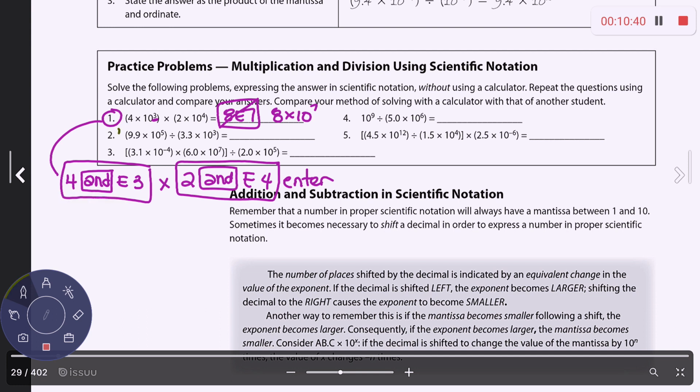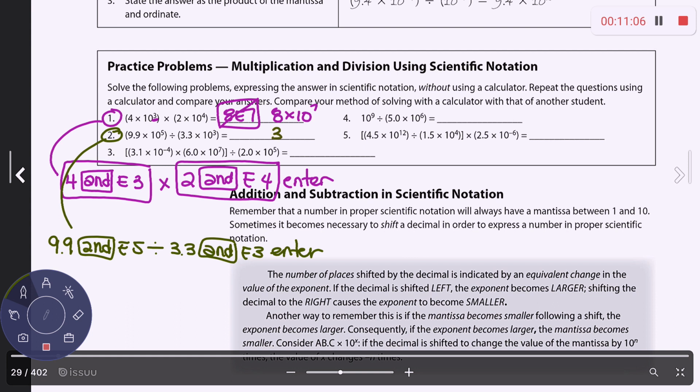For number 2, this is going to be 9.9 second E5 divided by 3.3 second E3, enter. I got 3E2. Did you get that? Yeah. Okay. So that would be equivalent to what? 3 times 10 to the second, or 300.